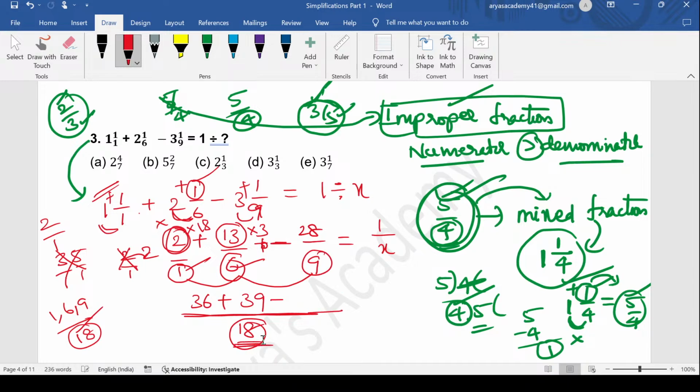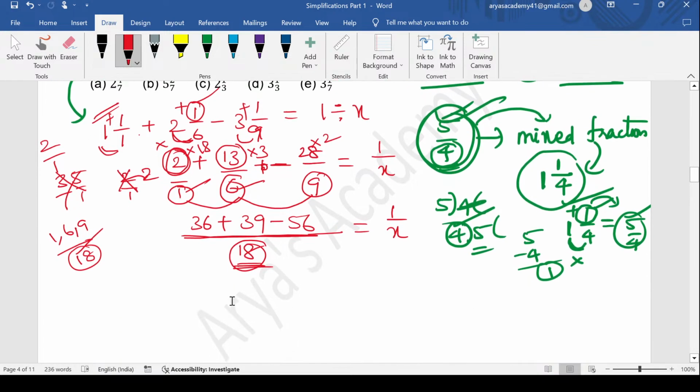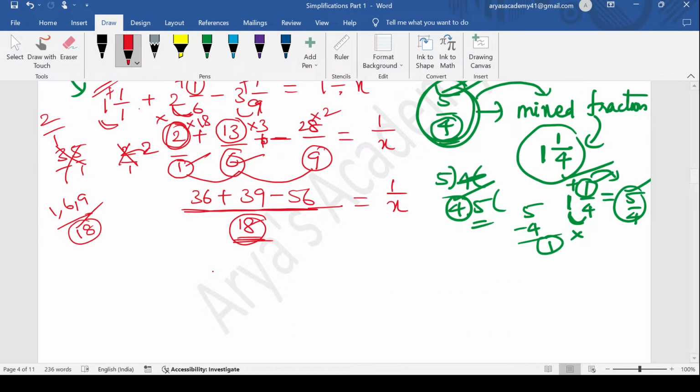9 will go exactly how many times in 18? 2 times. So you have to multiply the numerator 28 by 2. 28 2s are how much? 56. That is equal to 1 by x. So if you add the two positive values, that is 36 and 39, we get 60 plus 15, 75. 75 minus 56 by 18 is equal to 1 by x.